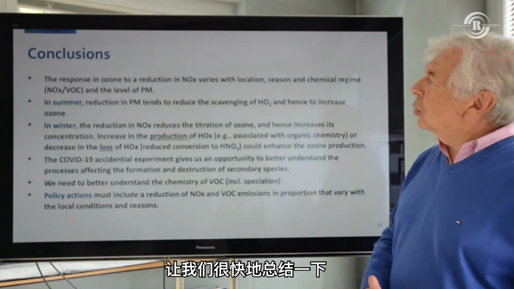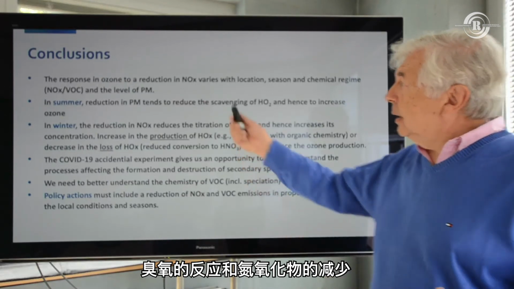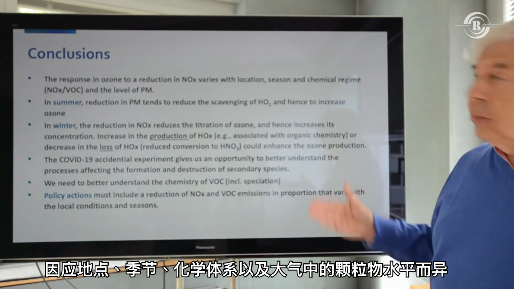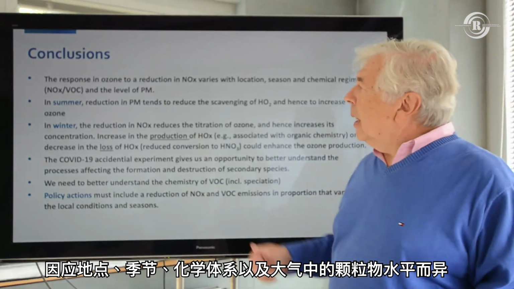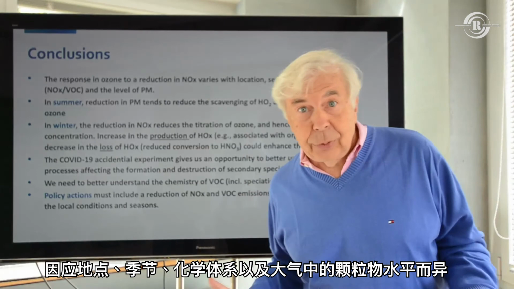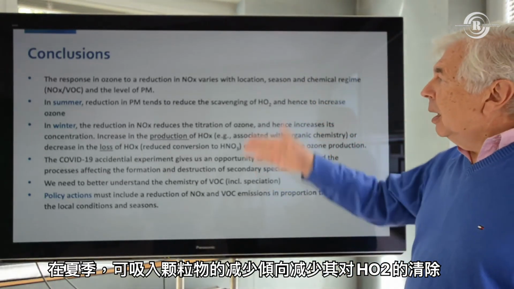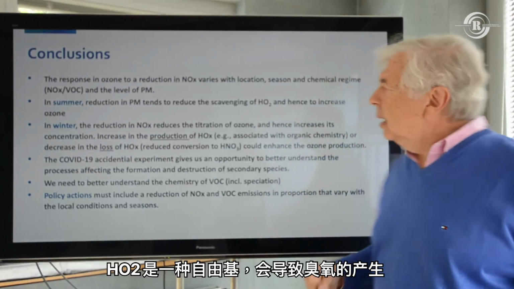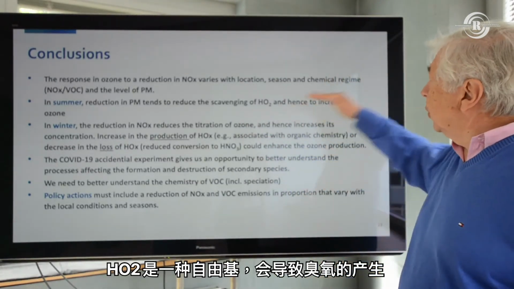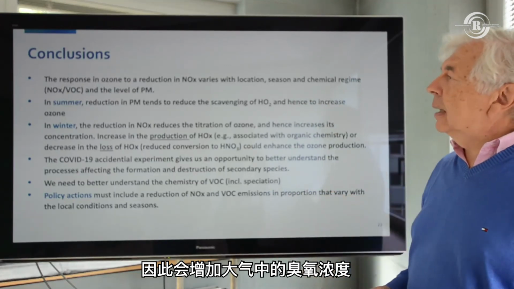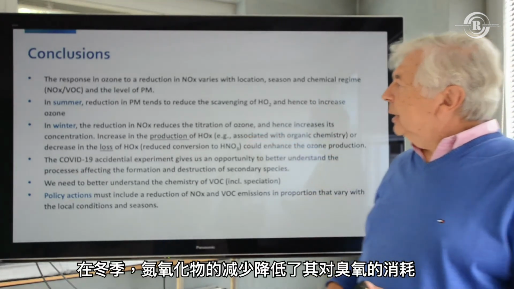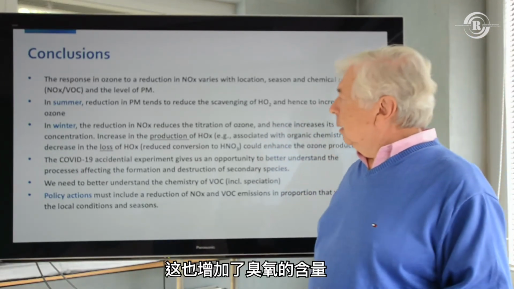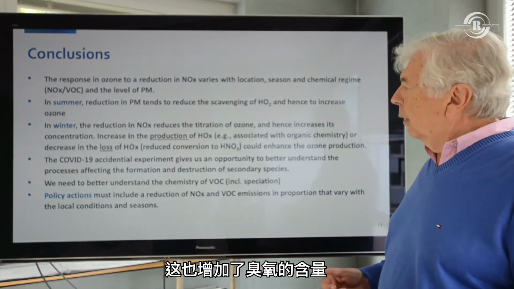Let's go quickly to the conclusion by saying that essentially the response in ozone to reduction of NOx varies with location, with season, with chemical regime, and also with the level of particles that we have in the atmosphere. In the summer, a reduction in PM tends to reduce the scavenging of HO2, which is a radical that leads to the production of ozone, and therefore tends to increase ozone. In winter, the reduction in NOx reduced the titration of ozone, that also increased the level, of course, of ozone.